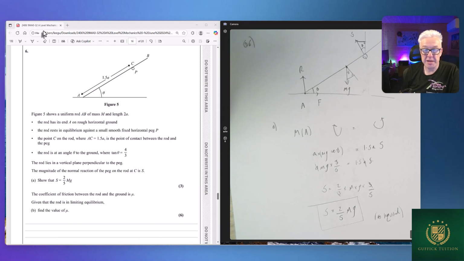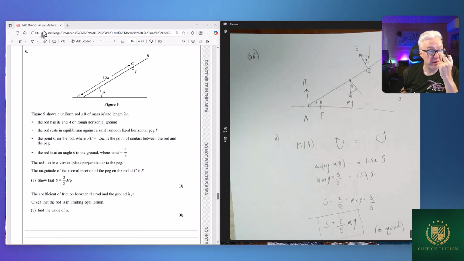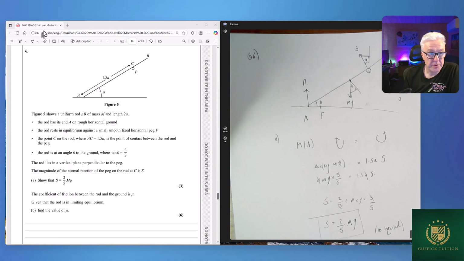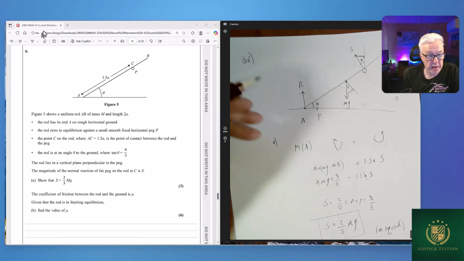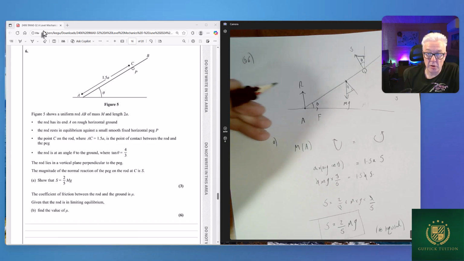Hello everyone, we've got the last question, question 6, and we've got a static equilibrium question. So it says, figure 5 shows a uniform rod AB of mass m and length 2a. The rod has its end A on rough horizontal ground, so we've got friction going that way. The rod is in equilibrium and rests against a smooth fixed horizontal peg.